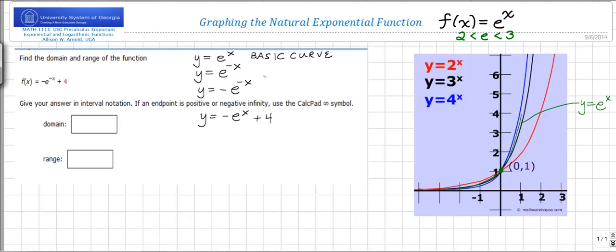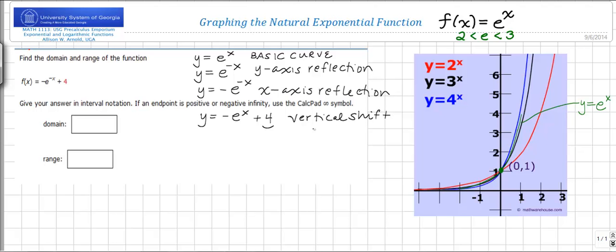Okay, so y equals e to the x is your basic curve. And at this point, it's still growth. Replacing x with negative x produces a y-axis reflection. And then multiplying by negative 1 would furthermore produce an x-axis reflection. And then lastly, adding 4 would produce a vertical shift up 4 units.